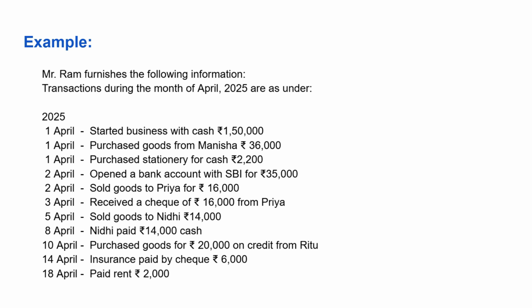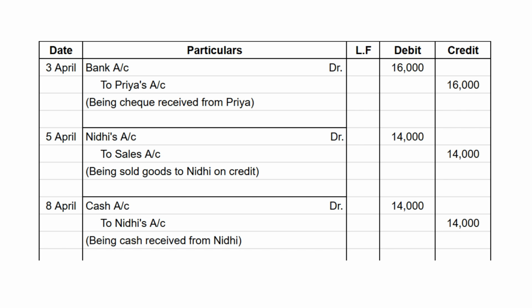Let's see how we'll record it. 8th April, cash account debit 14,000 rupees on the debit side, to Nidhi's account 14,000 rupees on the credit side, and the narration is being cash received from Nidhi.